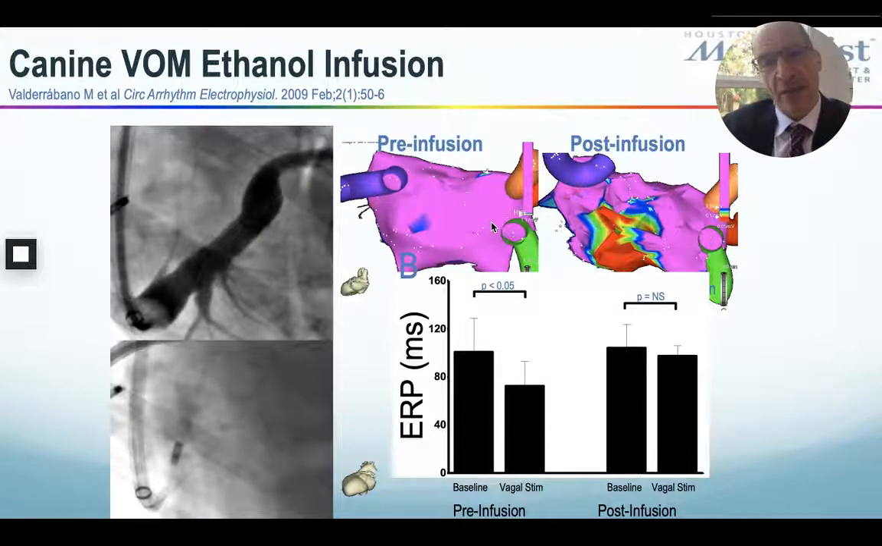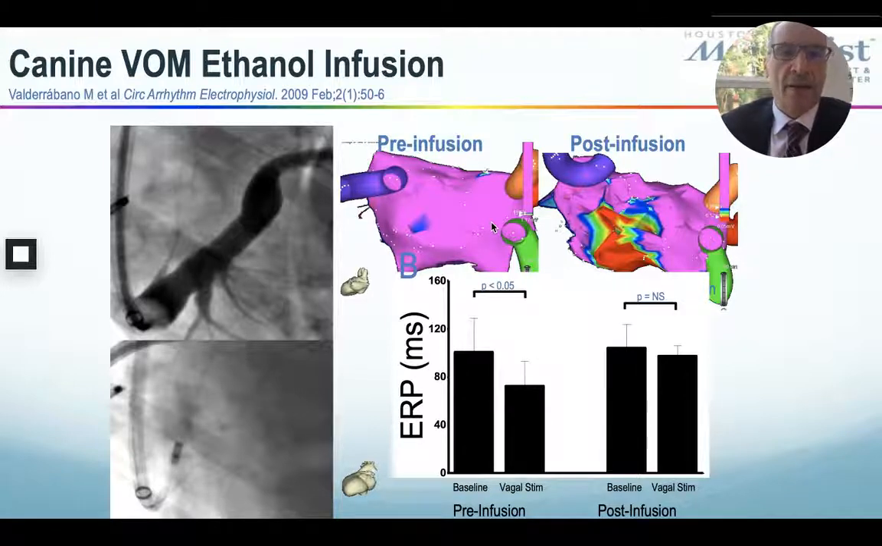With these ideas in mind, in 2007, we set out to test the idea that we could cannulate the vein of Marshall via an endovascular approach and insert a balloon through which we could deliver ethanol to achieve a local ablation that could help us target these arrhythmogenic substrates.